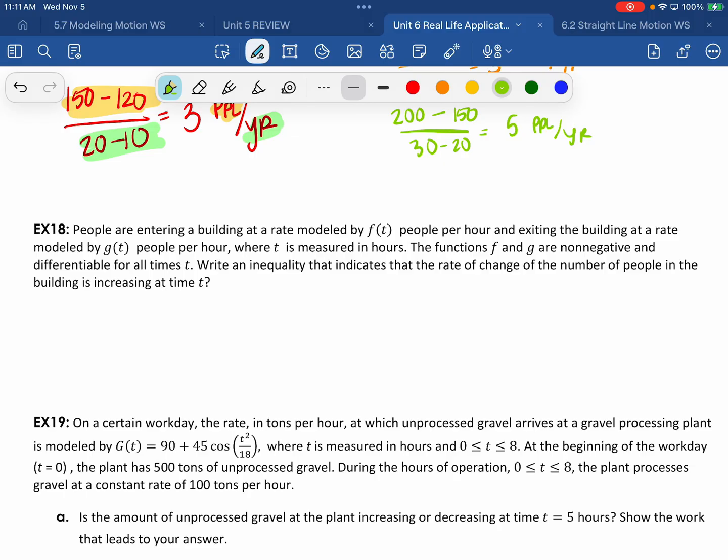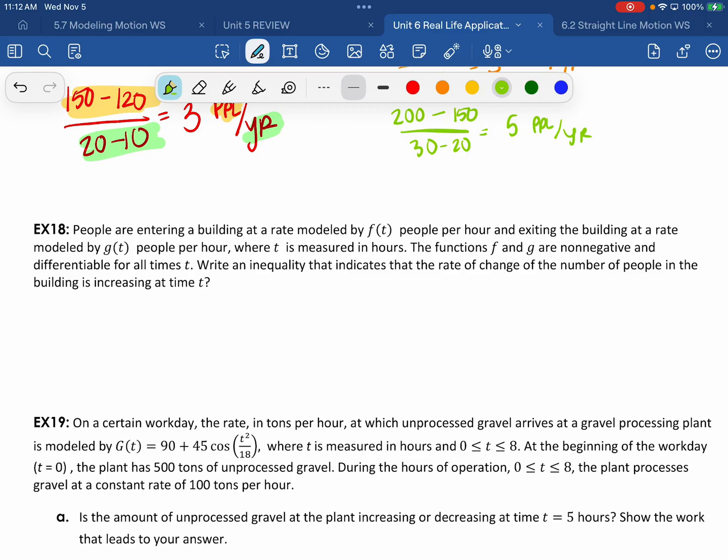Lots of words. People are entering a building at a rate modeled by F of t, people per hour, and exiting a building at a rate modeled by G of t, people per hour, where t is measured in hours. The functions f and g are non-negative and differentiable for all times t. Write an inequality that indicates that the rate of change of the number of people in the building is increasing at time t. All right.